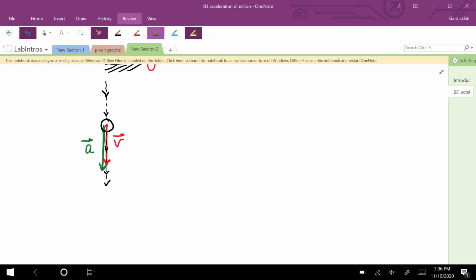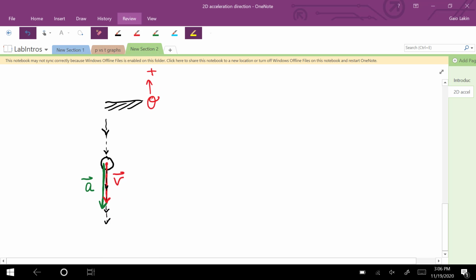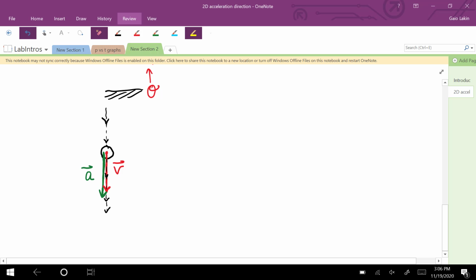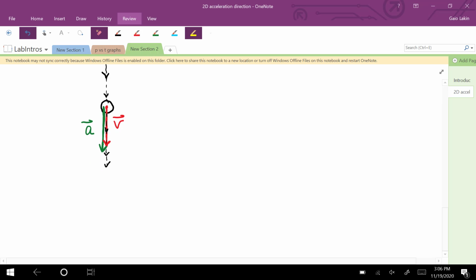If we did a different problem where this ball was thrown up into the air, on the way up, the velocity would be up. The acceleration would still be down because it's slowing down. And so these are the two ways of representing this one-dimensional motion: a path with a velocity and acceleration vector, and a position versus time graph. Okay, so now in 2D, how are we going to represent the motion in two dimensions?